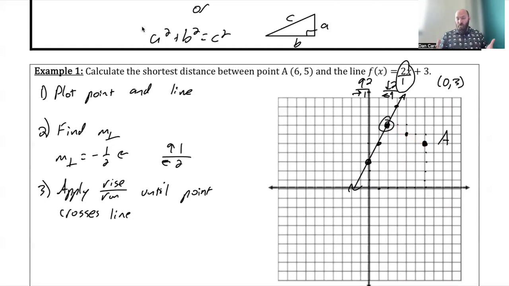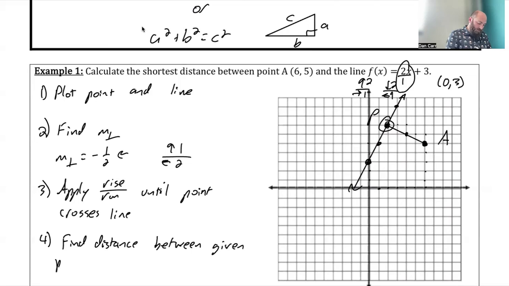And my initial guess was correct. I still want to confirm it doing this rise over run, but it's good to be able to just visualize that right there. All right. So let's call that point P for my intersection. So now for step four, find distance between given point and point of intersection.